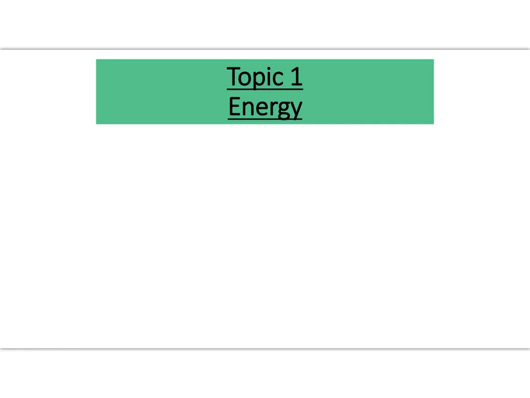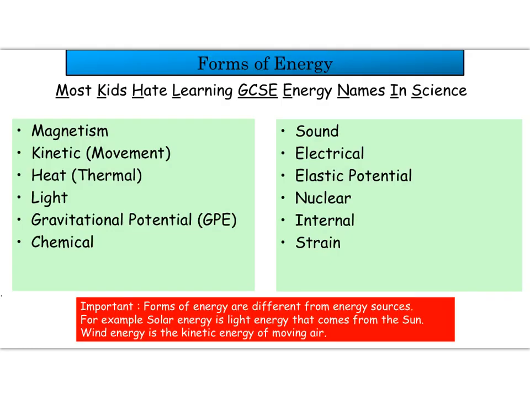In this video, I'm going to run through the information you need to know for the GCSE AQA Topic 1 Energy. So the first part of this unit is to look at the forms of energy. A way to remember all the different forms, you need to know 12 of them for the exam, is to remember this rhyme. So most kids hate learning GCSE energy names in science. By remembering that rhyme, we can take the first letter of each of the words and we can then use them to remember the forms of energy.